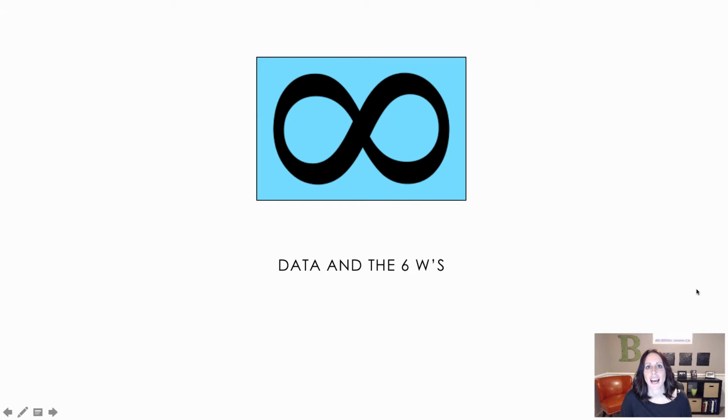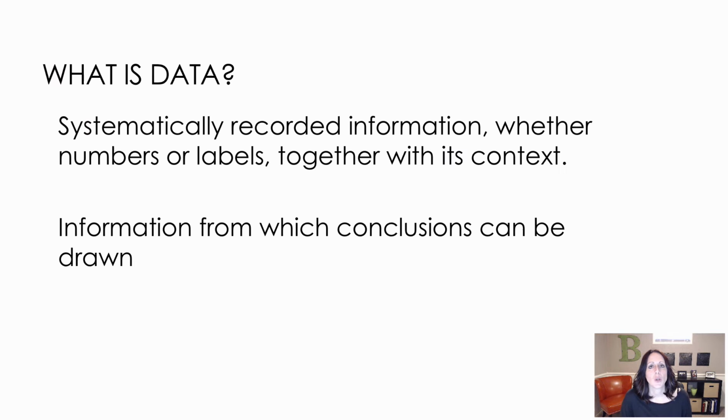This lesson is on data and the 6 W's. So what exactly is data? Data is essentially information that we record, whether it's numbers, labels, etc., together with its context. So context being where did we get the information, why did we get the information, etc. That is the information we will then use to make conclusions down the road.